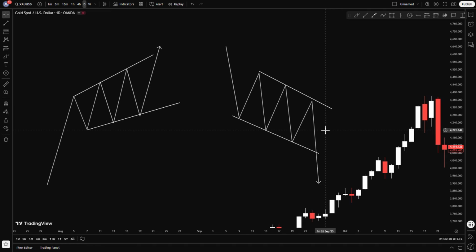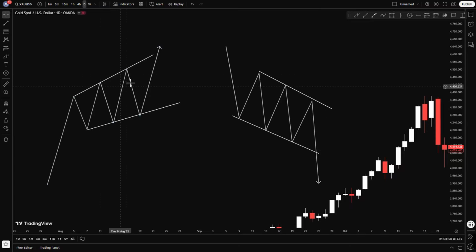So in today's video we are going to focus on market structure. In simple terms, what is market structure? Market structure shows you how price moves in a market. It helps you understand who is in control, whether buyers are in control or sellers are in control.